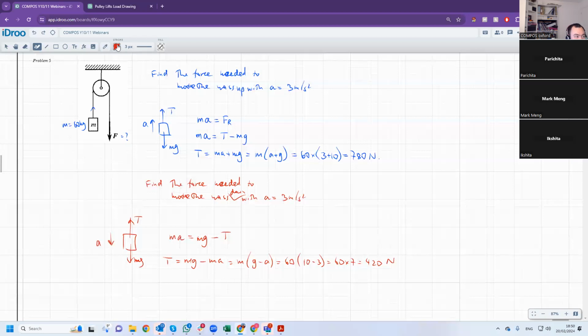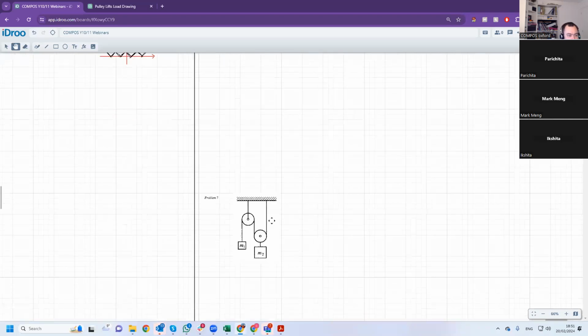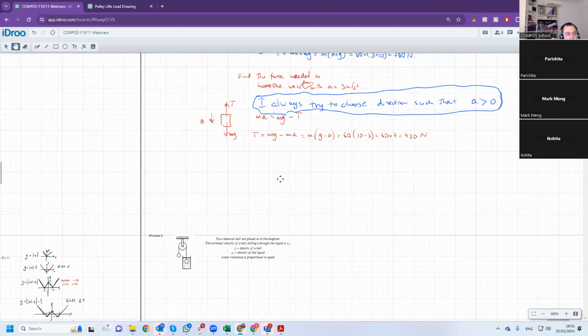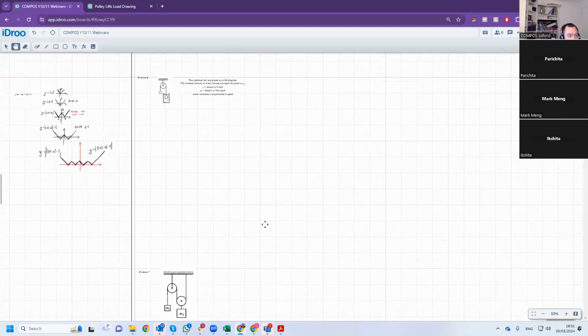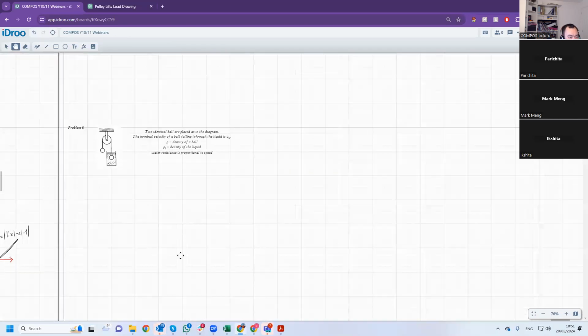So I always try to choose a direction such that a is positive. Okay. And you'll see that happening a lot today. Let's do this one. So yeah, sorry, I got the answer here. So the force needed, find the force needed to move up with acceleration 3 and move down with acceleration 3.